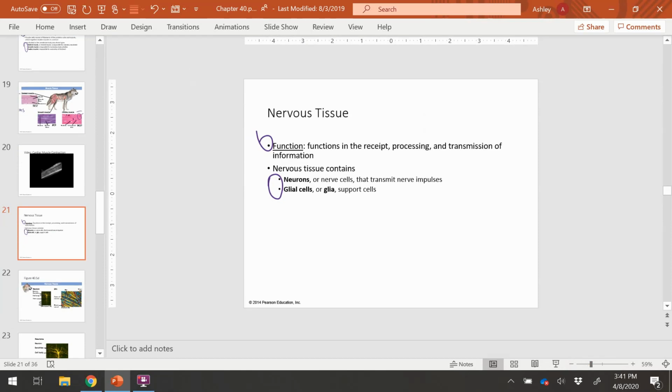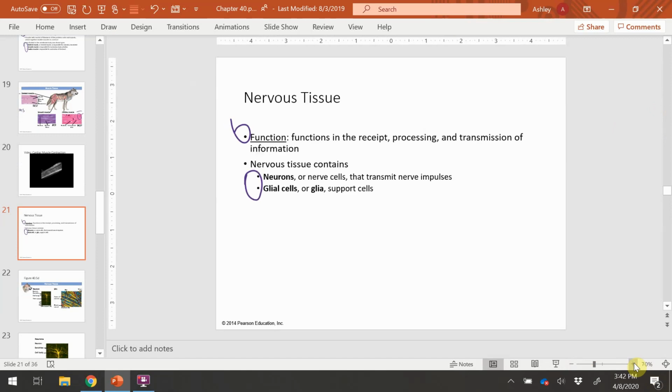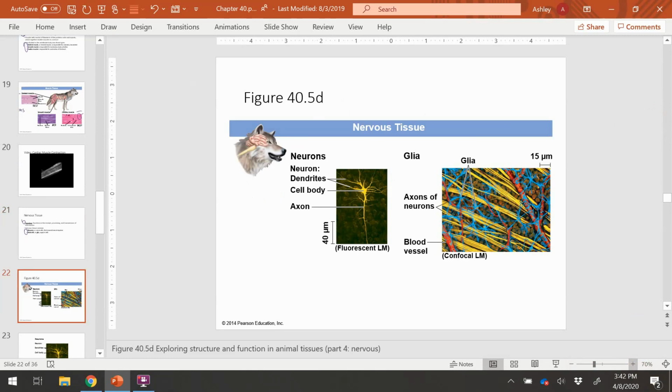We'll stick to the main idea here that they have neurons and glial cells. Glial cells support the neurons, and the neurons transmit the nerve impulse. Looking at this, we can see the neurons consist of different cell parts. The dendrites on the outer part right here receive the signal. It goes through the cell body, which is the dense part in the middle, and then the sending out of an impulse goes through the long axon here.